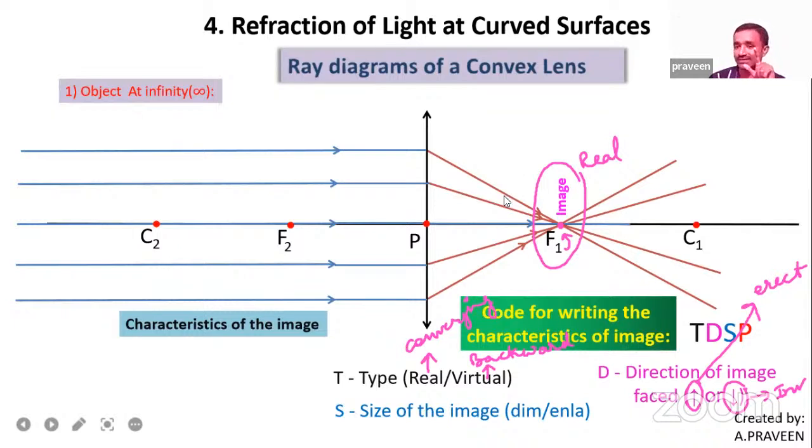Then one more code is there, P, the position of the image. So where you obtain it, we can see that, right? So these are the codes I have given. To remember these codes, I am using one abbreviation here, TDSP. It is a simple code given to remember the characteristics. By following that code, I am writing the characteristics here.